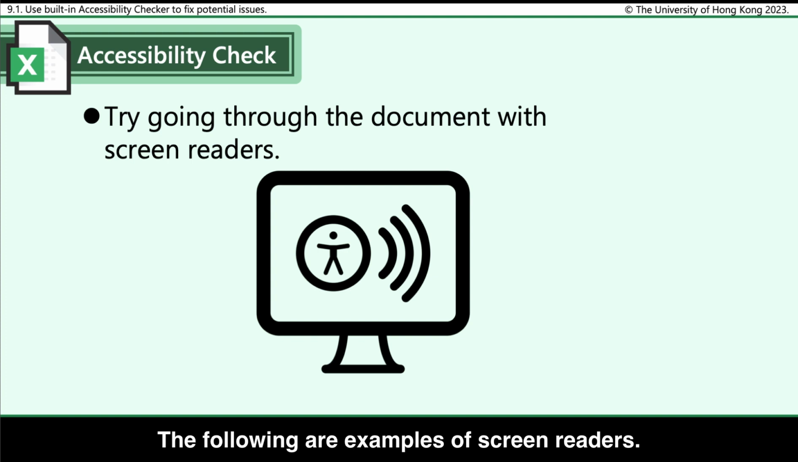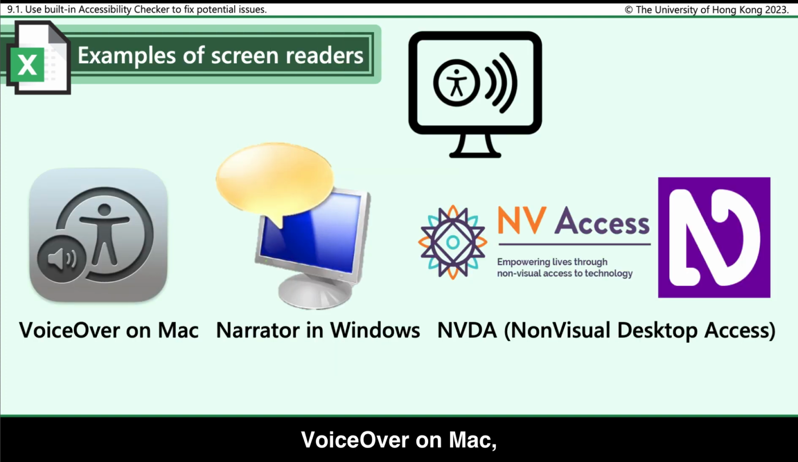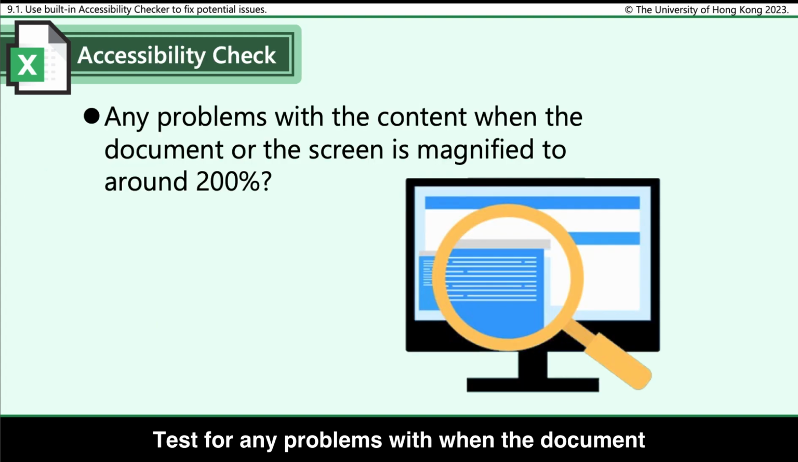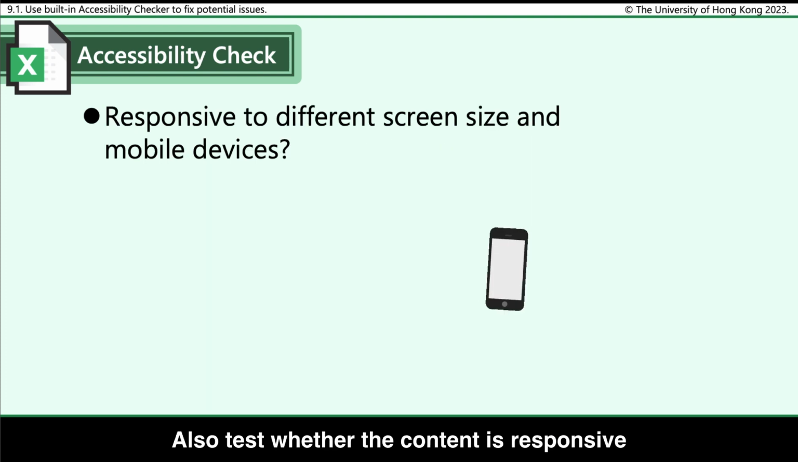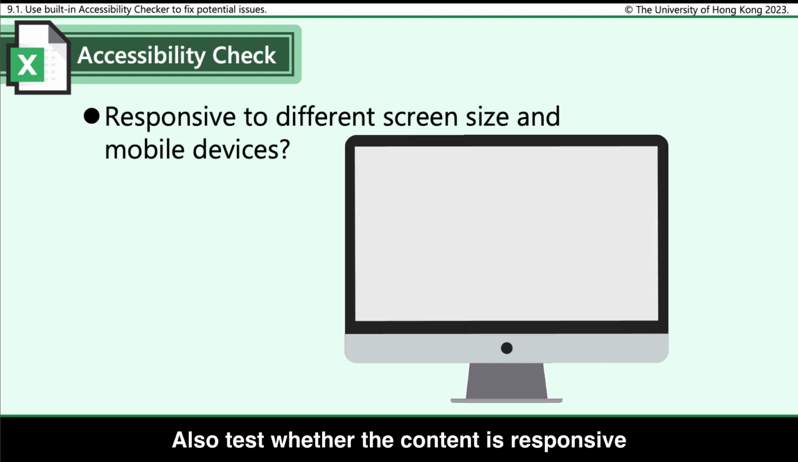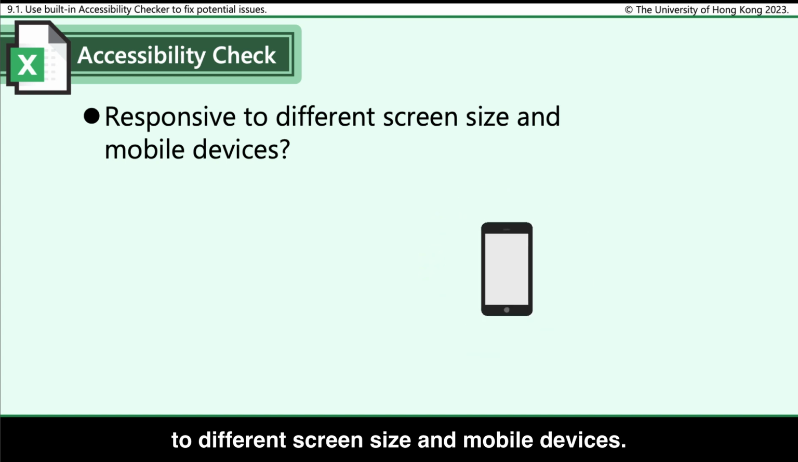The following are examples of screen readers. VoiceOver on Mac, the built-in screen reader in Mac. Narrator in Windows, the built-in screen reader in Windows. NVDA, the screen reader that can be downloaded free of charge, available for computers running Microsoft Windows 7 SP1 and later. Test for any problems when the document or the screen is magnified to around 200%. Also test whether the content is responsive to different screen sizes and mobile devices.